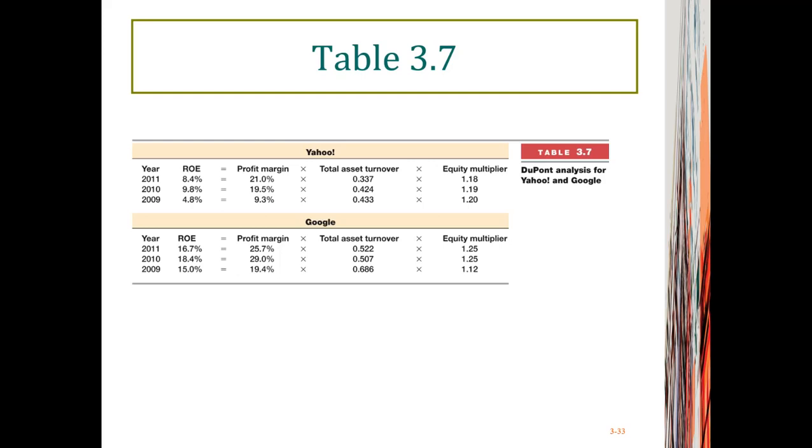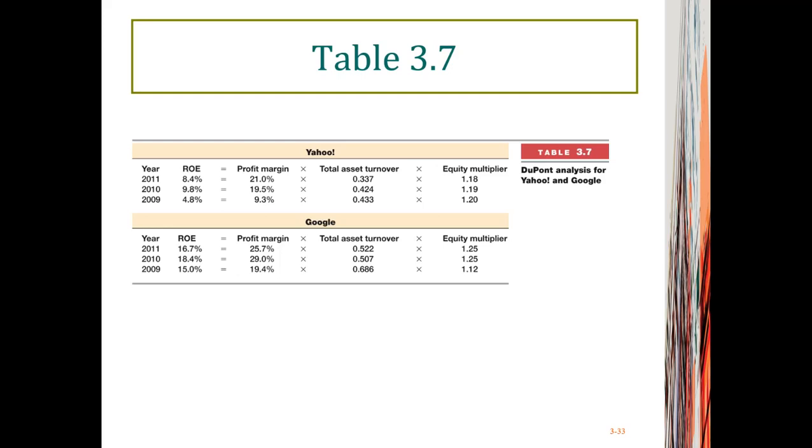Now, let's take a look at Yahoo from year 2009 to year 2011. Let's compare year 2011 with year 2009. So, you see different numbers, but you cannot tell if a number is good or not unless you do comparison. So let's do the historical comparison first. Compare Yahoo from year 2009 to year 2011. In year 2009, ROE was 4.8%, right? But it improved tremendously in year 2010 to 9.8%, but declined to 8.4% in year 2011.